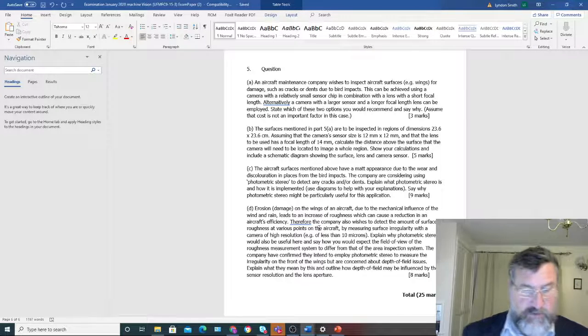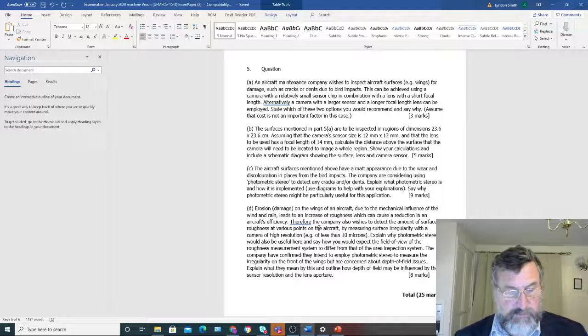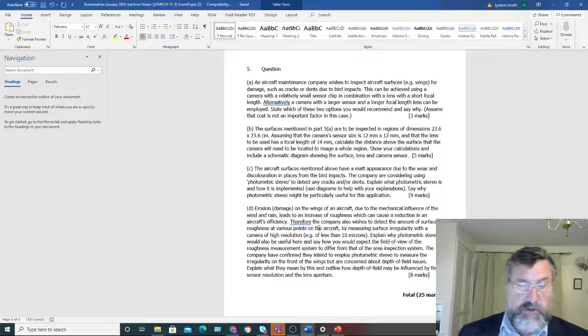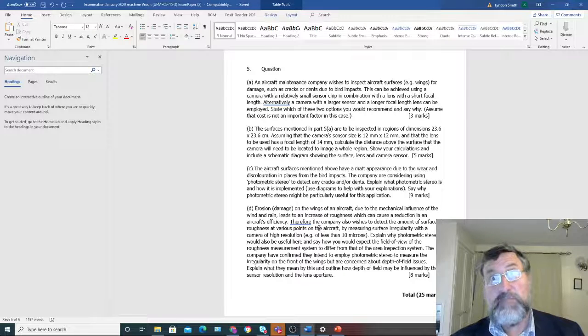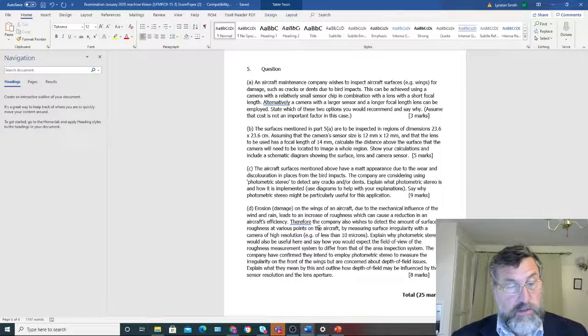Well, I've got to admit, I'd recommend a larger sensor with a longer focal length. And the reason is because it's a metrology application. So a longer focal length would mean less lens, like I talked about before, barrel distortion, which would lead to better accuracy. Also, bigger sensor means bigger pixels, more light entering, better quality image, meaning improved performance. So that's the answer to part A, really.